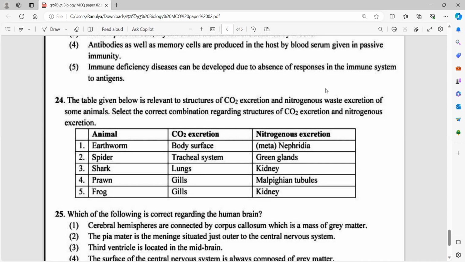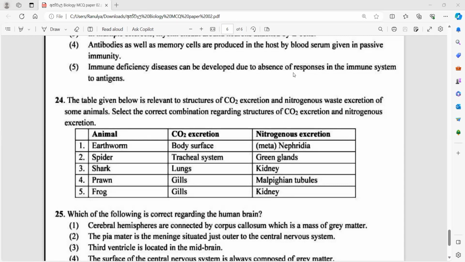The first one is correct. Spider, tracheal system and green glands. Right? Terrestrial arthropod, correct, but Malpighian tubules. Shark, lungs and kidney, right? They have kidneys, but do they possess lungs? Shark, it's a fish. Neither. Oh, sorry, they have internal gills. Gills, meaning internal gills.